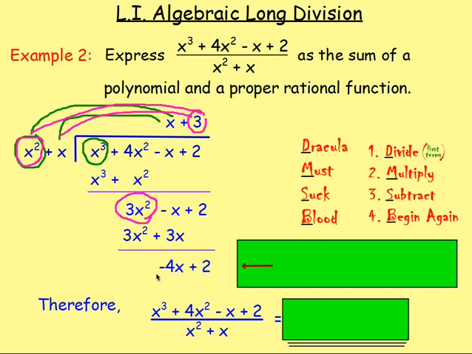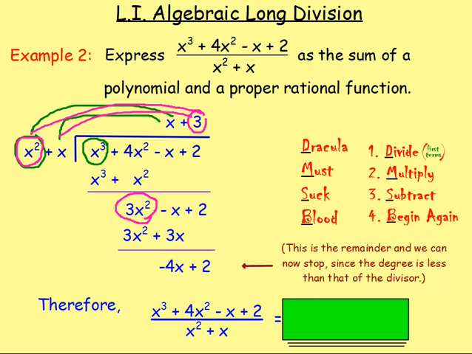From there, you want to look at what you have. We've got a negative 4x here, and we'd be dividing that by x squared plus x, but the degree of this is less than that of this. So we can stop, and really down at the bottom here, you have your remainder. So this is remainder. We can now stop since the degree is less than that of the divisor.